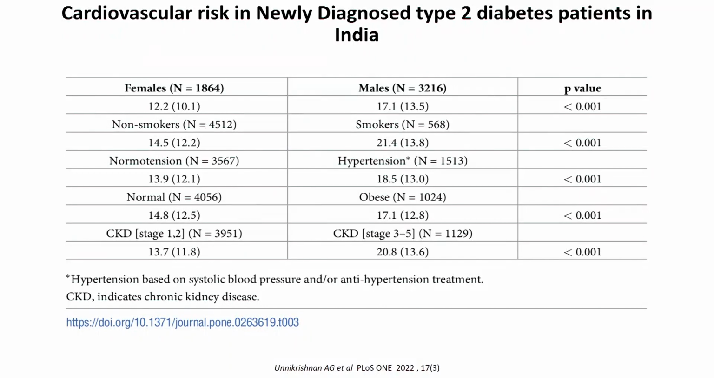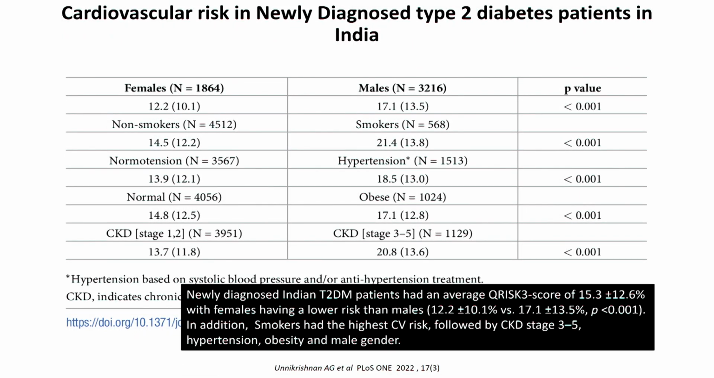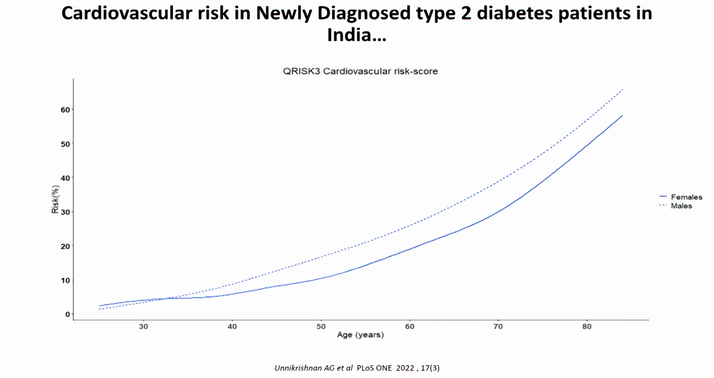Therefore, we as a population are very prone, even at the time of diagnosis. The QRISK score in our population in males is higher than the females. Smokers have the highest CV risk, followed by CKD, stage 3 to stage 5, hypertension, obesity, and of course male gender.